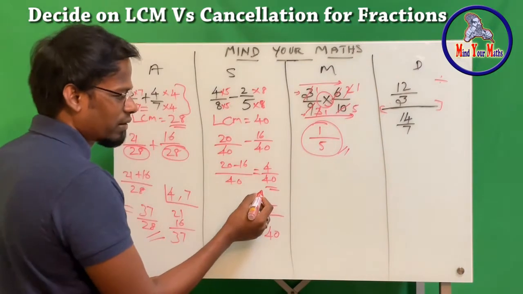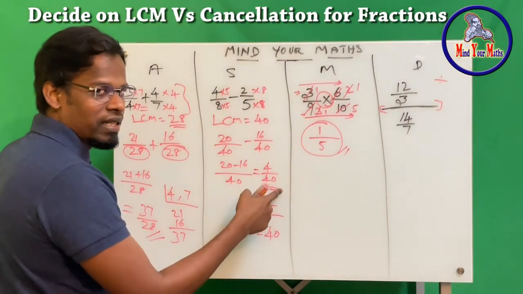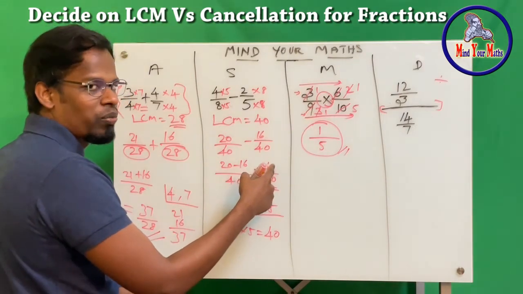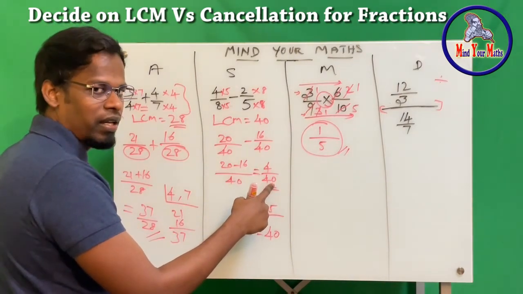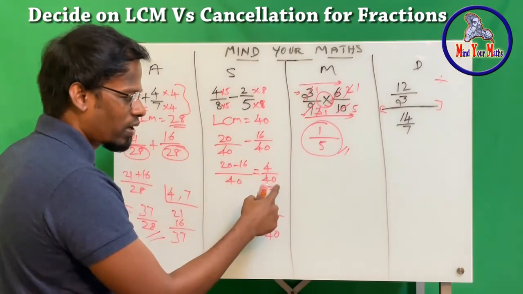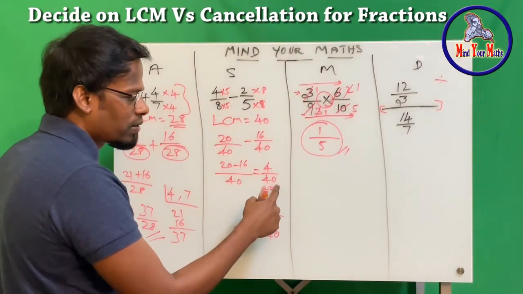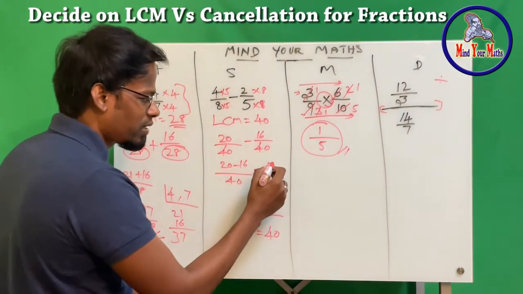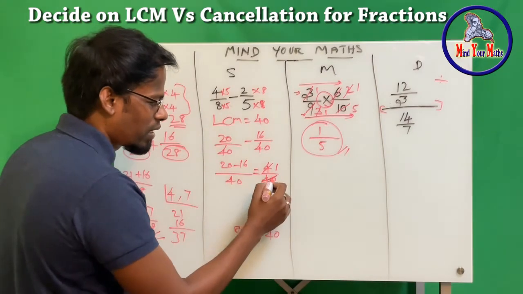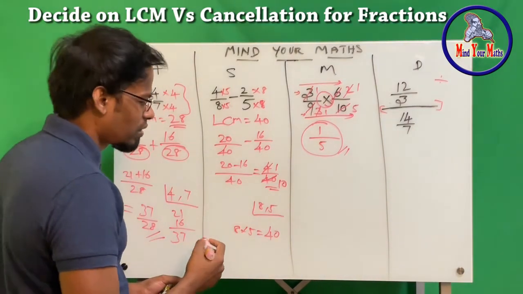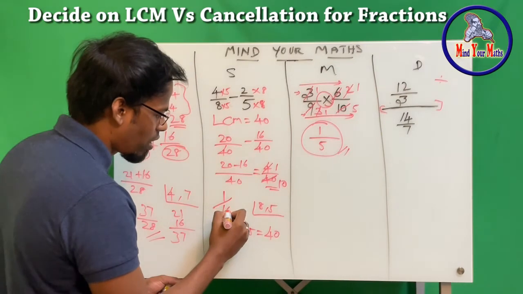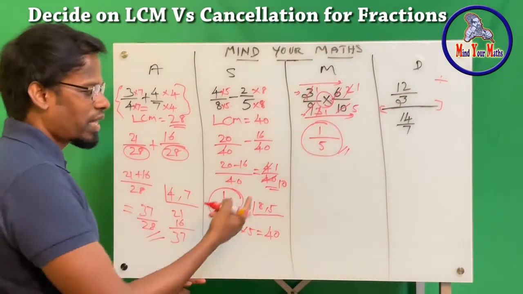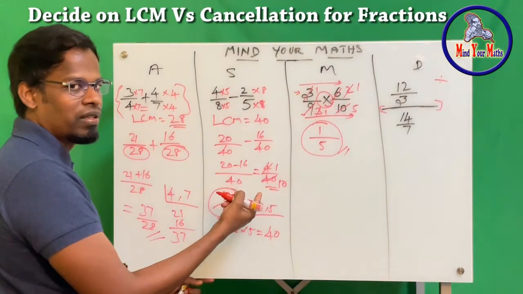Now let's come back here. See the cancellation procedure that we just followed. One number from the numerator, another one from the denominator. Both can go for how much? We can start with 2, or we can take even the 4 itself. See, 1 times 4 is 4, 10 times 4 is 40. So the final answer is 1 over 10. So that's how we simplify when it comes to fractions.